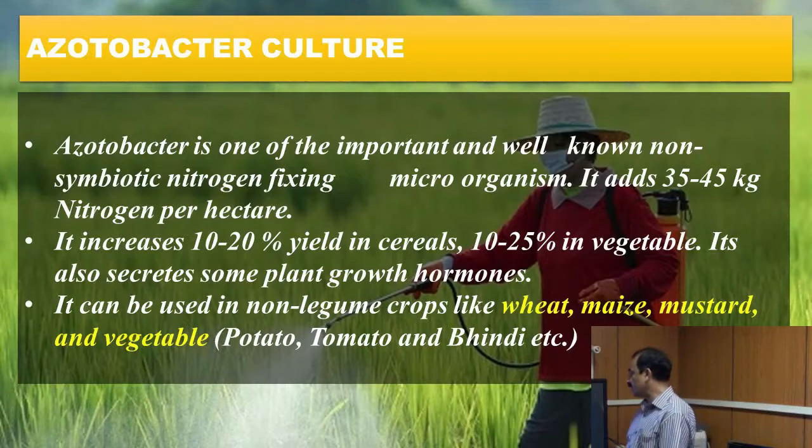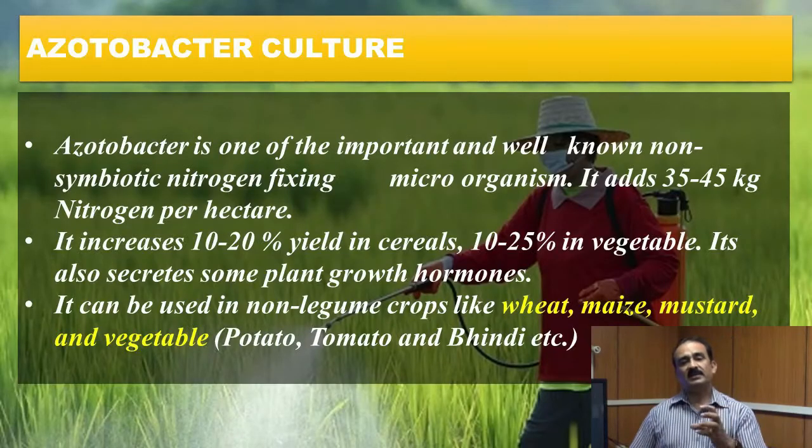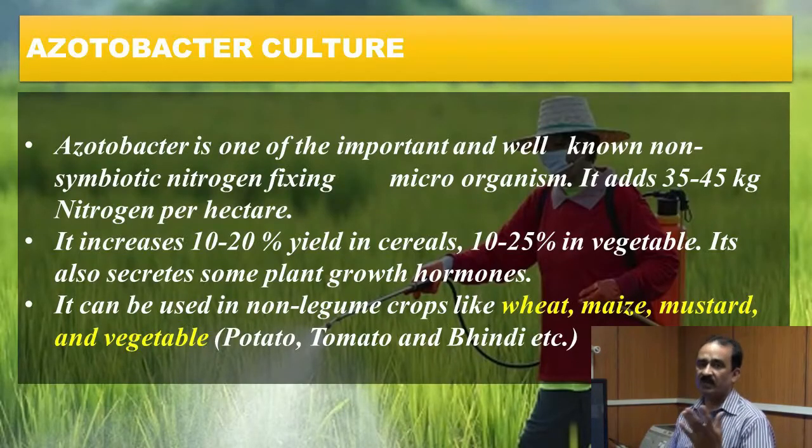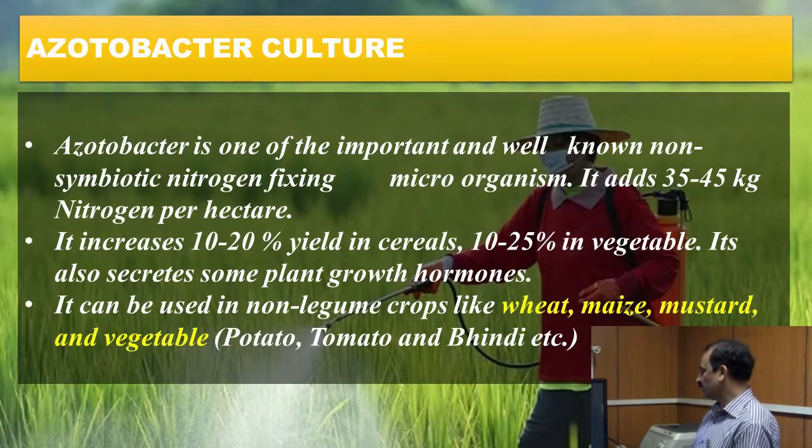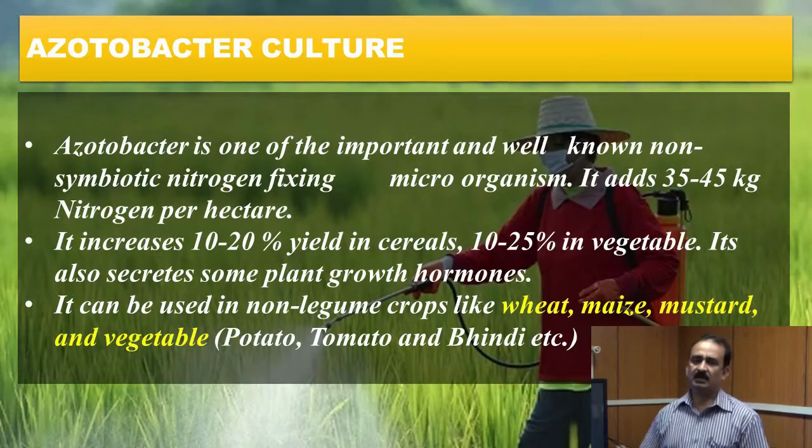It also secretes some plant growth hormones. It is a very good, very important character of this Azotobacter. Rhizobium only provides nitrogen, but Azotobacter not only provides nitrogen but also secretes some plant growth hormones that are very useful for plant growth and plant production, and also increase the crop yield. It can be used for non-leguminous crops like wheat, maize, mustard, vegetables, especially potato, tomato and others. Other vegetable crops. So this is very important for cereals and vegetables also.